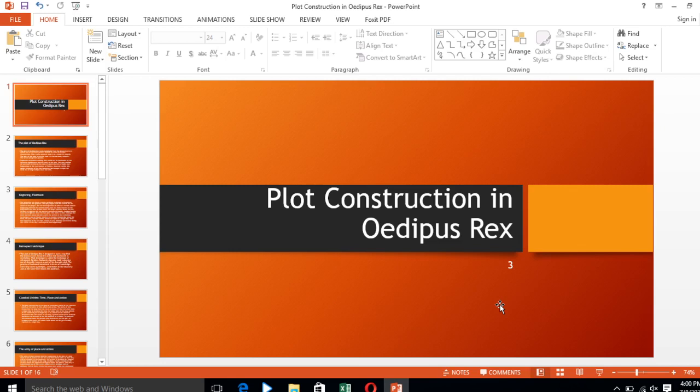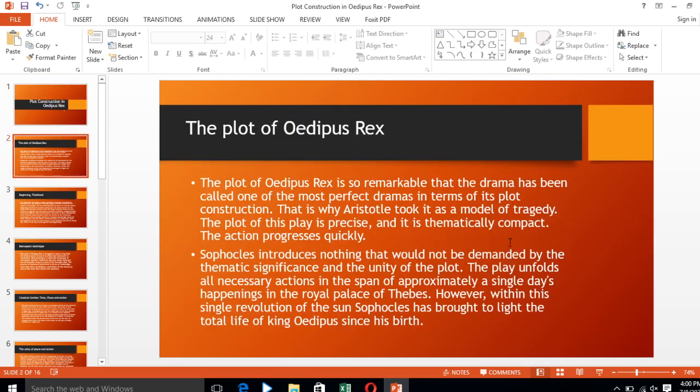In the previous lecture, we explained and discussed the story and background of Oedipus Rex, and we have also discussed the themes, motifs, and symbolism in another lecture. This is the third lecture on this play. Let's begin. The plot of Oedipus Rex.